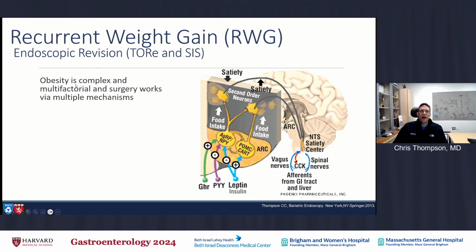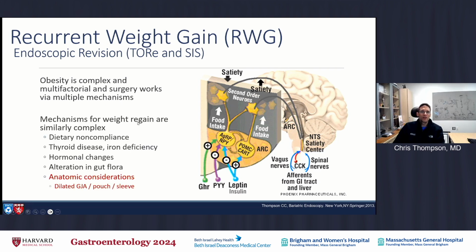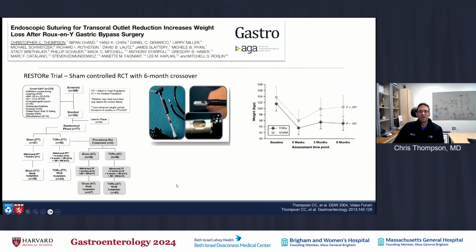So obesity is complex, multifactorial, and we don't really understand why people gain weight because we don't understand why they lose it from the surgery in the first place. But there's a few things we have to make sure. We have to double check the dietary noncompliance. We want to make sure they're compliant with the diet and exercise. We check for thyroid disease, iron deficiency anemia, hormonal changes, things like that. But then if you've excluded all that, you have to consider anatomic issues like a dilated anastomosis for gastric bypass patients or a dilated sleeve.